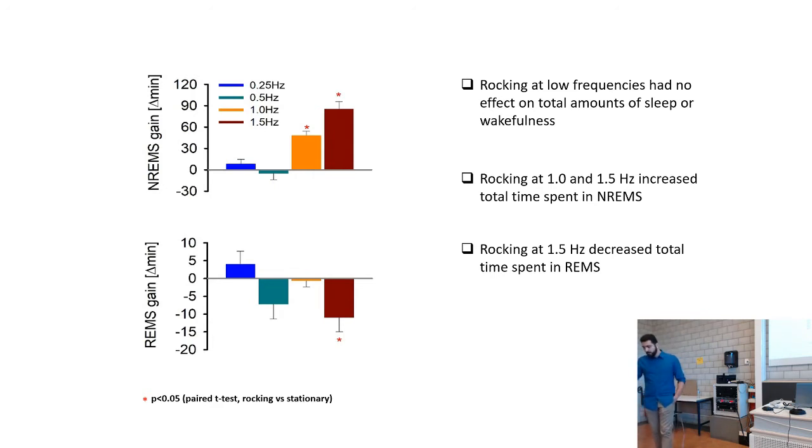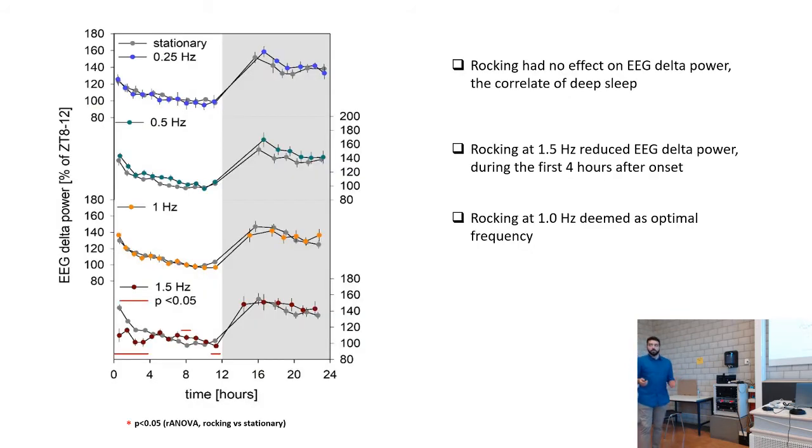We also assessed what we talked about before, the EEG correlate of good quality sleep, so delta power. Although in the first 3 frequencies there was no effect on delta power, at 1.5 hertz there was actually a decrease. Therefore, although you had a higher gain at 1.5 hertz, it was not the optimal frequency because they would lose REM sleep and the quality of sleep was not that good. So we continued our experiments and analysis with 1 hertz because, according to our observations, this was the optimal frequency of rocking for mice.